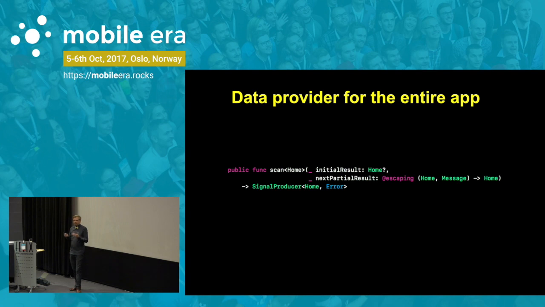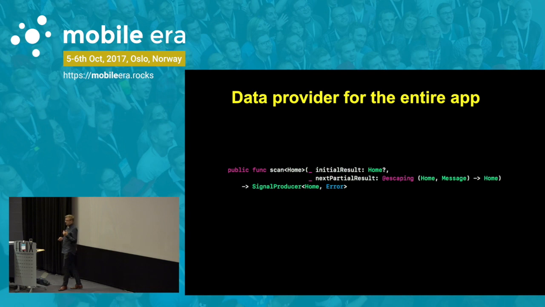For example, if you're starting the app for the first time, you just give it nil because you don't have a home yet. If you're loading from the database, like the second time you open the app, you just give it what you had before. And then it takes a next partial result, which is the existing home and a message. A message is one of these server-sent requests. That can be, for example, light dimmed, or jacuzzi turned on, or fire extinguisher broken. And it returns the updated home structure.